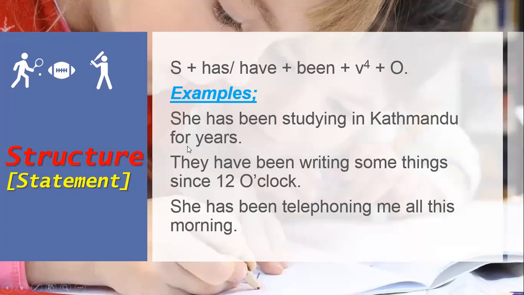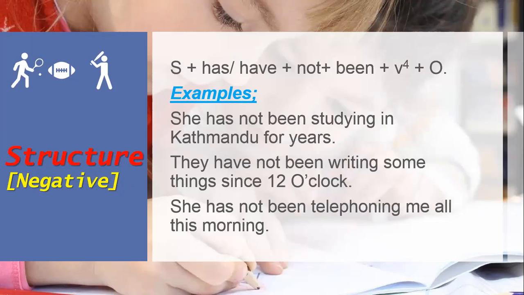Here is one example: she has been studying in Kathmandu for years. This sentence also helps to make clear the present perfect continuous. It talks about the action that has already started but is still in processing, still in progress. And they have been writing something since 12 o'clock. This is also a related example. She has been telephoning me all this morning. Okay, so this one is the structure.